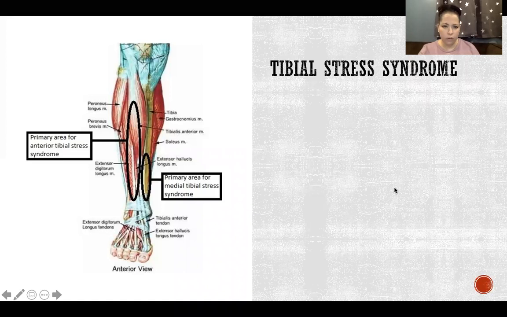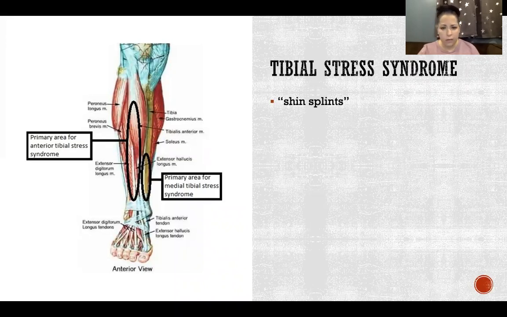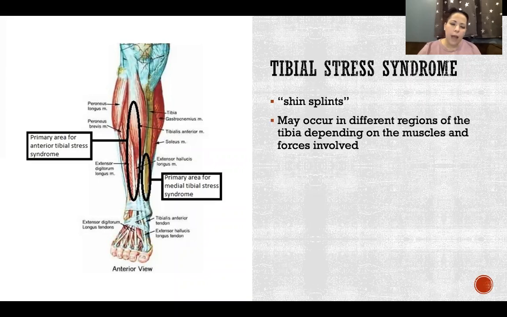Okay, tibial stress syndrome has the nickname shin splints. So this is something many of you may have experienced firsthand. Hopefully not. It's very painful. It can happen in different regions of the tibia depending on what type of forces are causing it and which muscles are involved in the condition. So it can happen in different places.